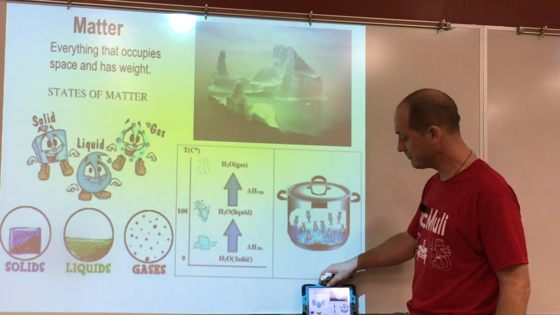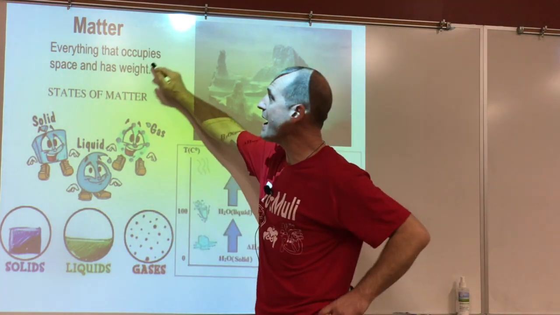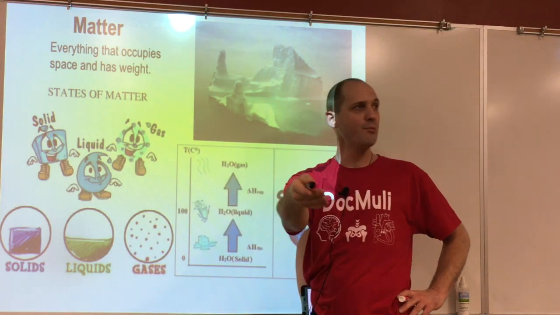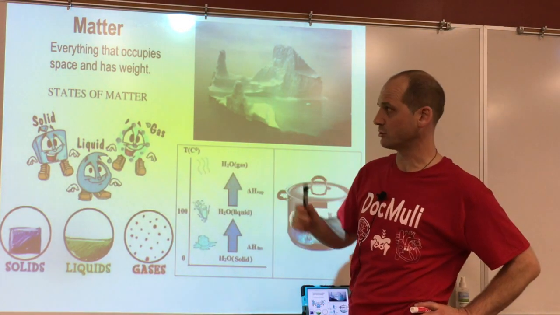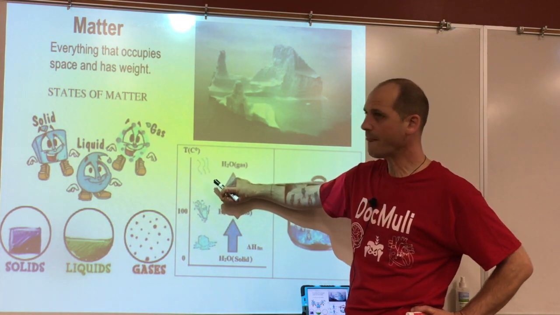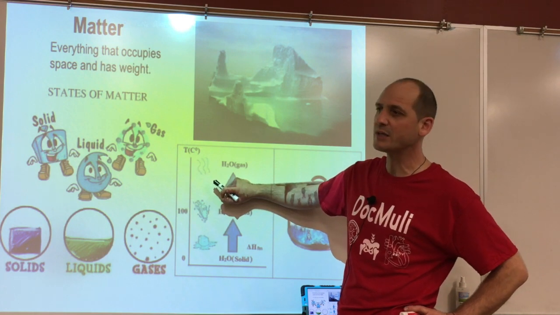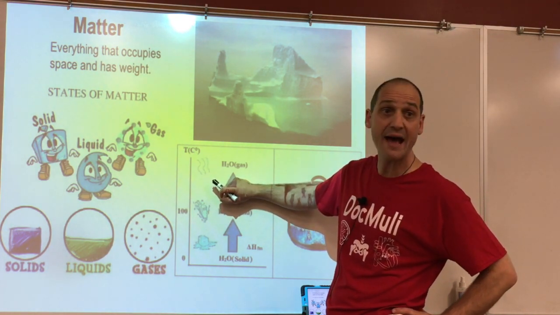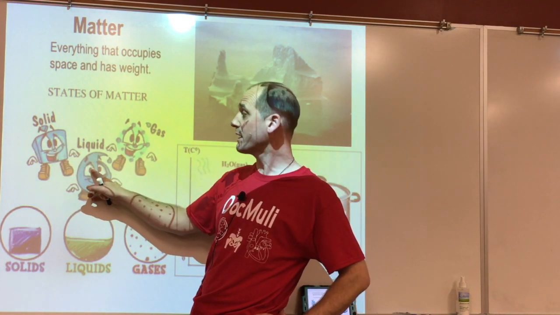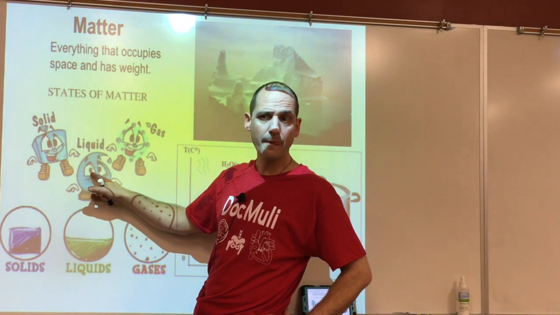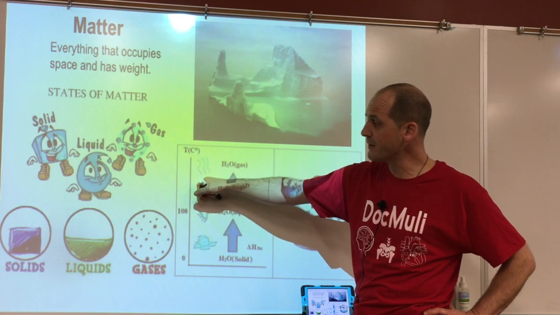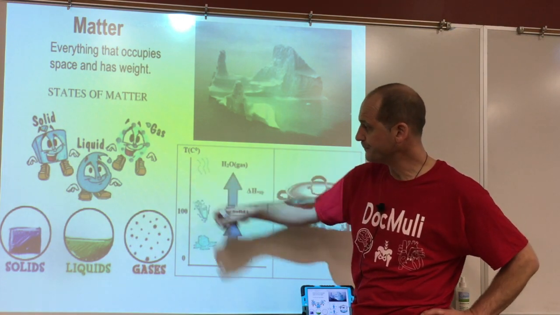Matter is everything that occupies space and has weight. So that's the pen, that's the table, that's the shoe, everything that we can touch. Matter comes in different states, chemically speaking. The best way to look at that is with water. Water is matter. Water can be solid, as in ice, or liquid, as in water. Or when we boil it off, it gives you a gas. So we have solid, liquid, and gas. Those are the three states of matter.